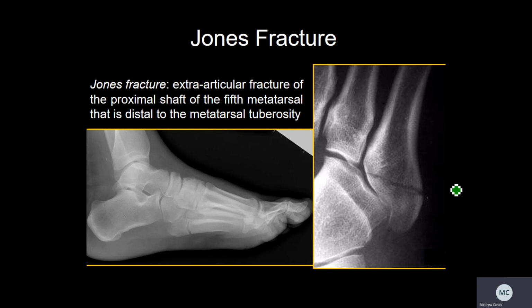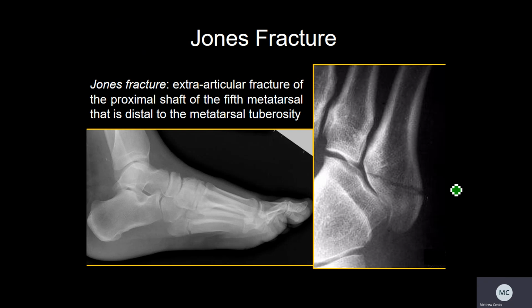So Jones fracture technically is an extra-articular fracture of the proximal shaft of the fifth metatarsal that is distal to the metatarsal tuberosity. Now, what I'm going to tell you is that clinically, if the fifth metatarsal is involved, typically it's going to be called a Jones fracture. The actual definition is exactly what you see on the screen.